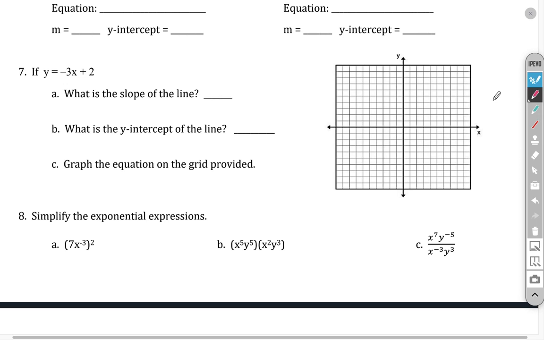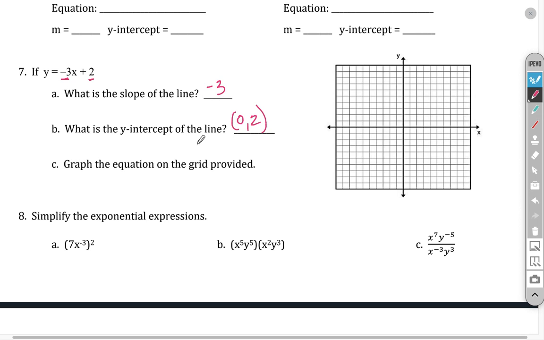Number 7 says, if y equals negative 3x plus 2, what is the slope of the line? Well, we know that our slope is the m, so negative 3, and then our y-intercept is going to be 0, 2. Make sure you write these as ordered pairs.